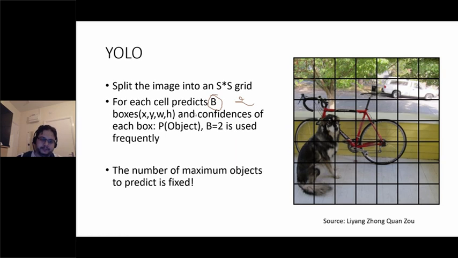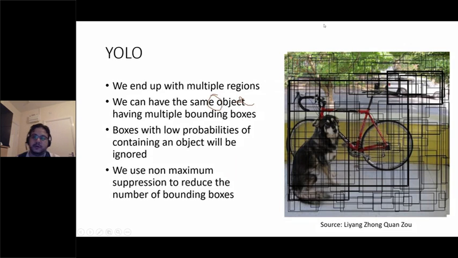Then we end up with something like this, because 98 bounding boxes is a lot. So we end up with something like this. This is a problem.